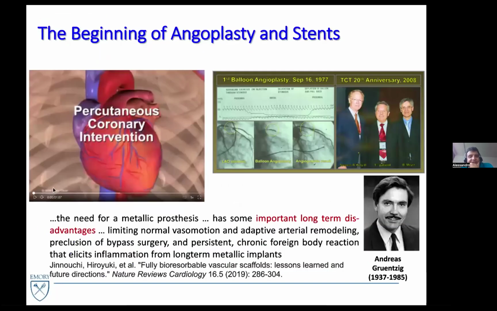So what is a coronary stent? You probably are familiar with this, but let me show you.